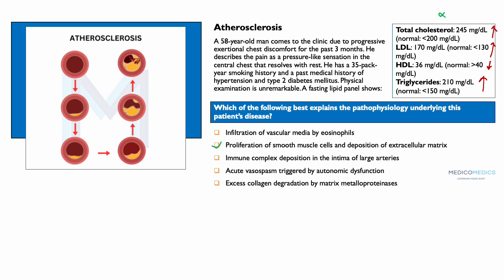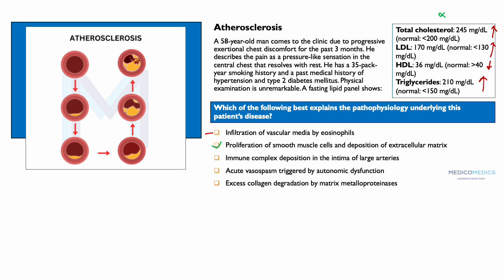Now, over time, vascular smooth muscle cells migrate from the media layer to the intima, where they proliferate and secrete collagen, elastin, and proteoglycans, forming a fibrous cap over the lipid core. And this leads to the narrowing of the vessel lumen, and therefore the reduced blood flow. And this is what we then see in patients with, for example, stable angina.